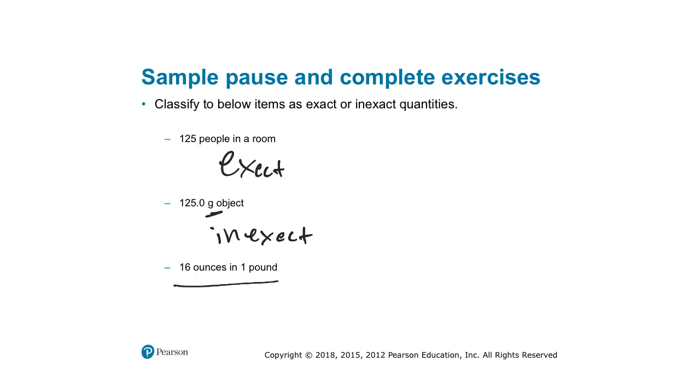16 ounces in 1 pound, that's an exact conversion. So that's an exact number. Exactly 1 pound contains exactly 16 ounces.